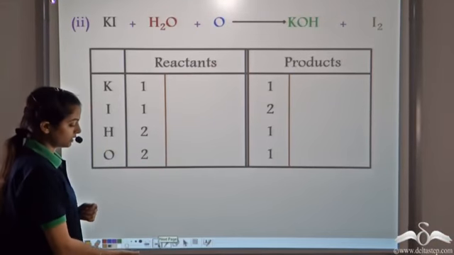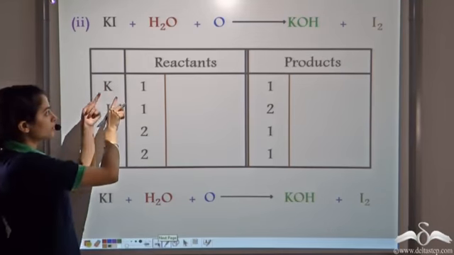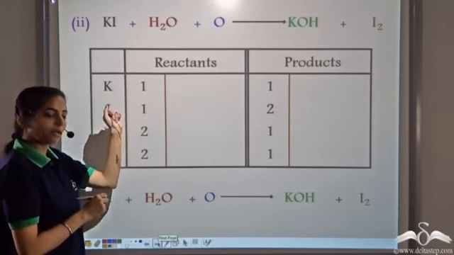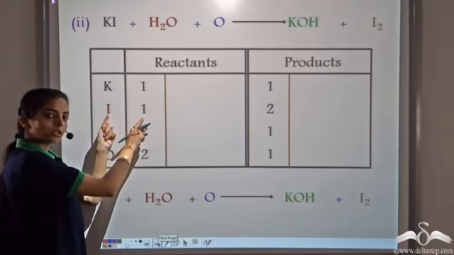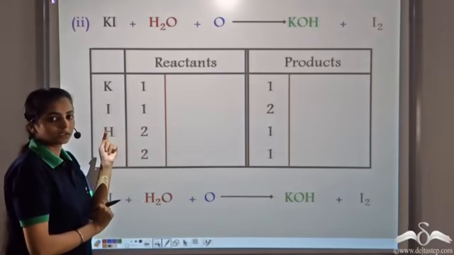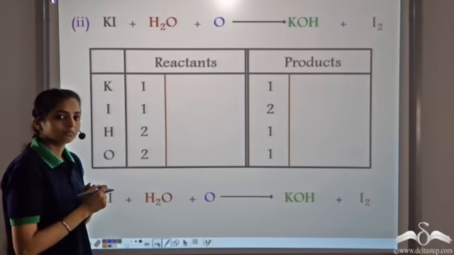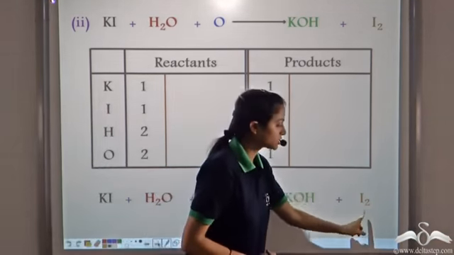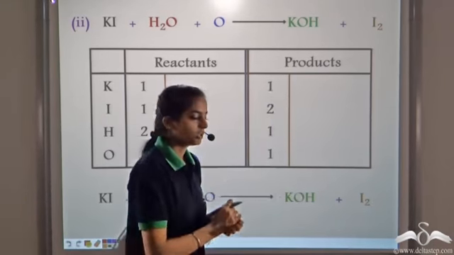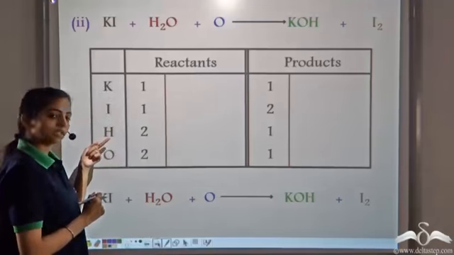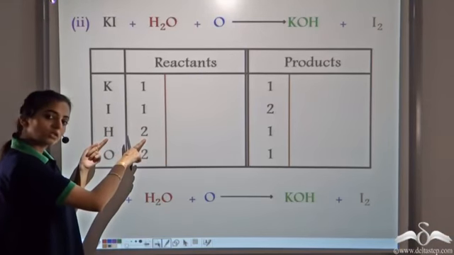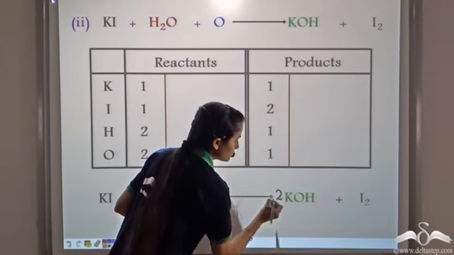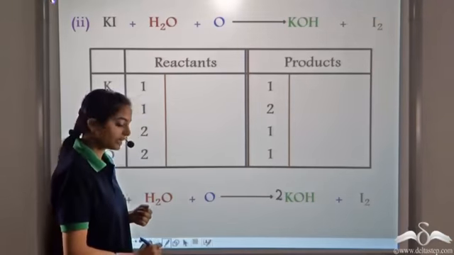So now let's rewrite the equation. So we see that on the reactant side, we have 1 potassium atom and the product side we have 1. So potassium atoms are balanced. Iodine, we have 1 atom on the reactant side and 2 atoms on the product side. Should we balance iodine now? Well, if you remember the first trick, we have said that the species which is present alone, we always balance it in the end. So let's leave iodine for the end. Let's move over to hydrogen. We have 2 atoms on the reactant side and 1 atom on the product side. So to balance hydrogen, we have to take 2 molecules of KOH.